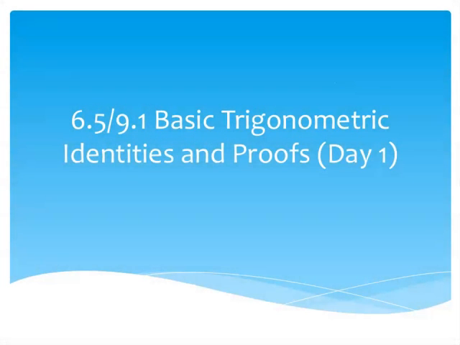Now that we've gotten into our unit on trigonometry, we are going to be moving away from right triangle trigonometry, and we're going to go into a section that's called Trigonometric Identities and using them in proofs. So today we are going to be talking about what the trigonometric identities are and how we can use them to simplify expressions and eventually get to using them to write proofs.